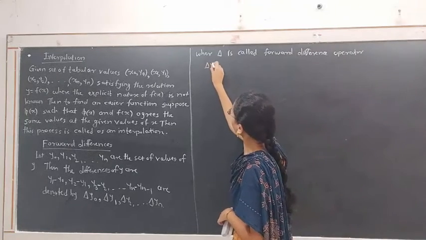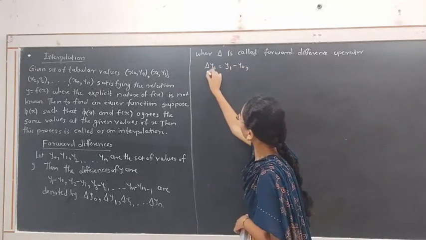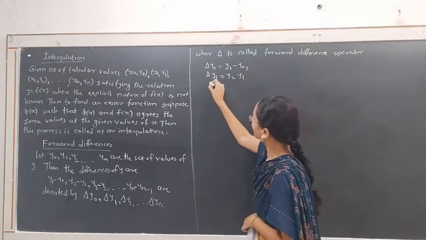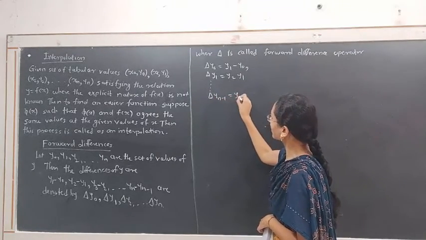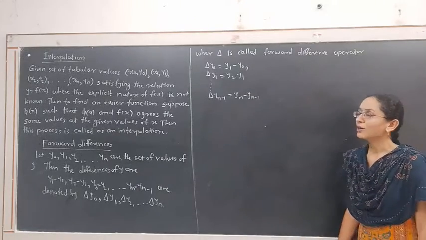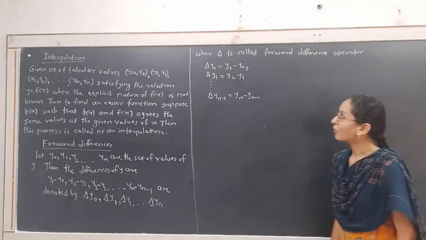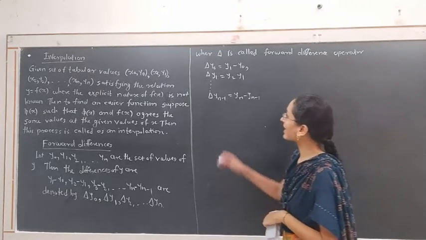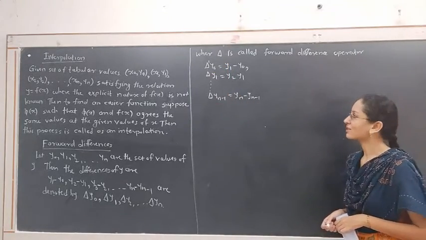Where del y0 is equal to y1 minus y0, del y1 is equal to y2 minus y1, del y(n minus 1) is equal to yn minus y(n minus 1). These are called first forward differences of the values of y. These are called first forward differences because we are considering del to the power 1 in all the differences.